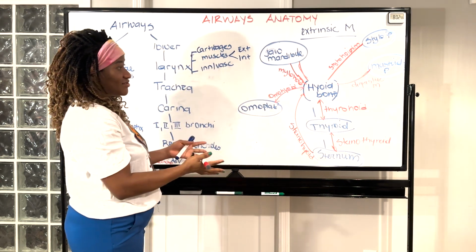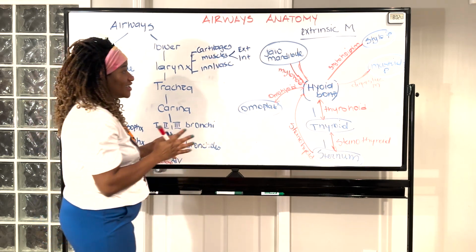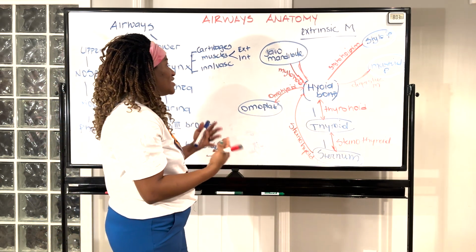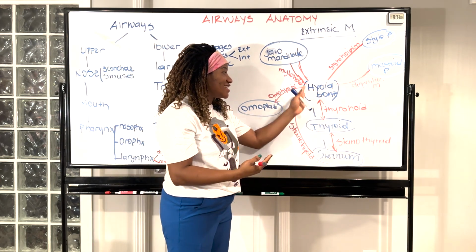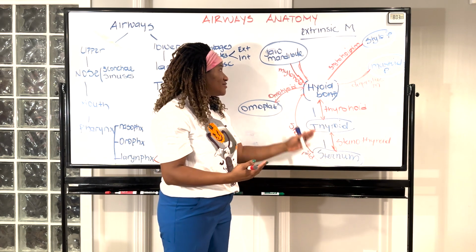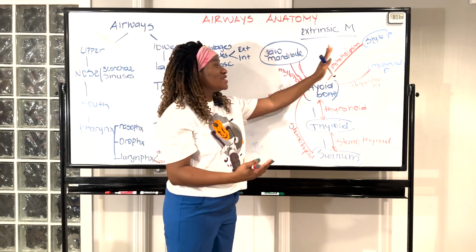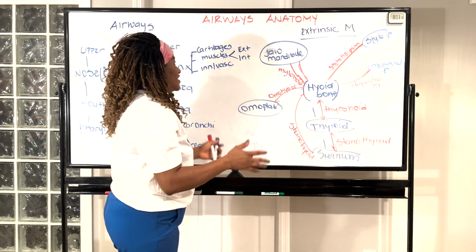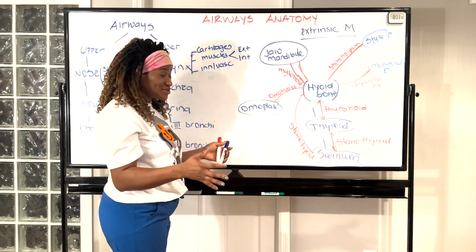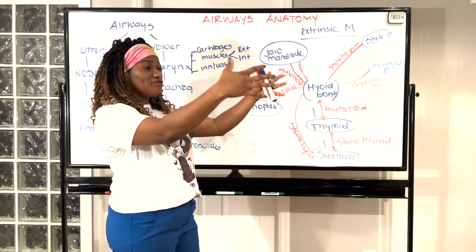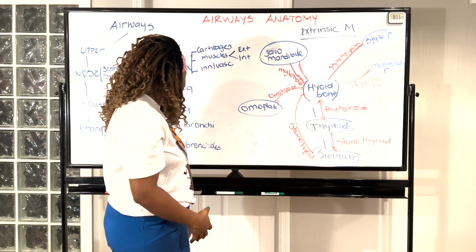And these are all your extrinsic muscles. I hope this way is easier to remember. Just remember they are all attached to the hyoid bone, inferiorly to the thyroid, omoplate, and sternum, and superiorly to the mandible, styloid process, and mastoid process. And they all do the same function. They lift up the larynx and forward during swallowing.